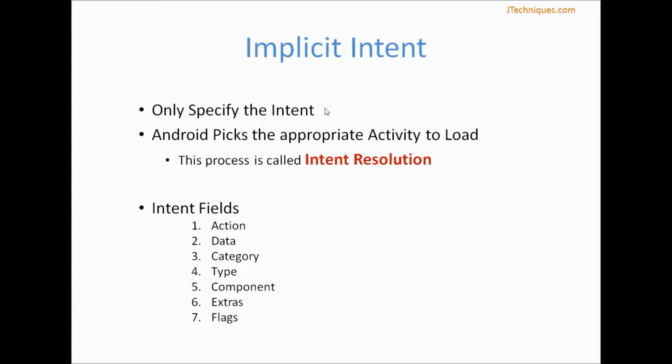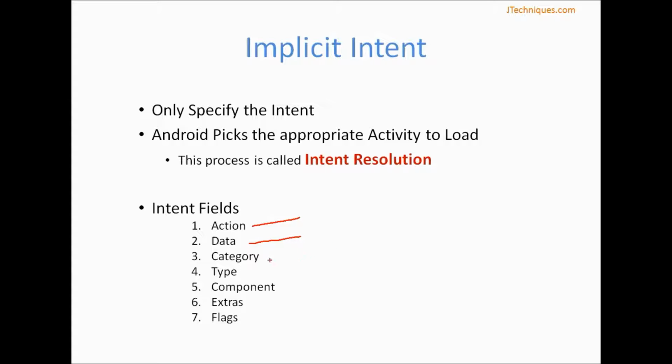So implicit means we only specify the intent and we do not specify the activity name, and Android picks the appropriate activity to load. To specify the intent, we have several fields available. You can specify the action, for example a URL, or you provide a phone number and say dial this number, or you provide data, for example a geolocation, a latitude and longitude, and ask it to load a map. So Android automatically finds an activity which can load a map and passes the data.